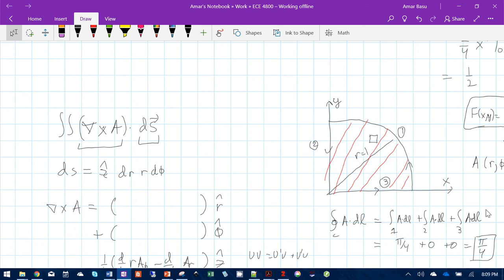Even if you found the curl and then did the area integral, it would still be 1 integral, right? But you have to calculate the curl. So if it was going all the way around the circle, I would say just do the line integral once. But if it's something like this where you actually have to do 3 line integrals, then I would say it's much easier to go the other way. Minimize the number of integrals you have to do.